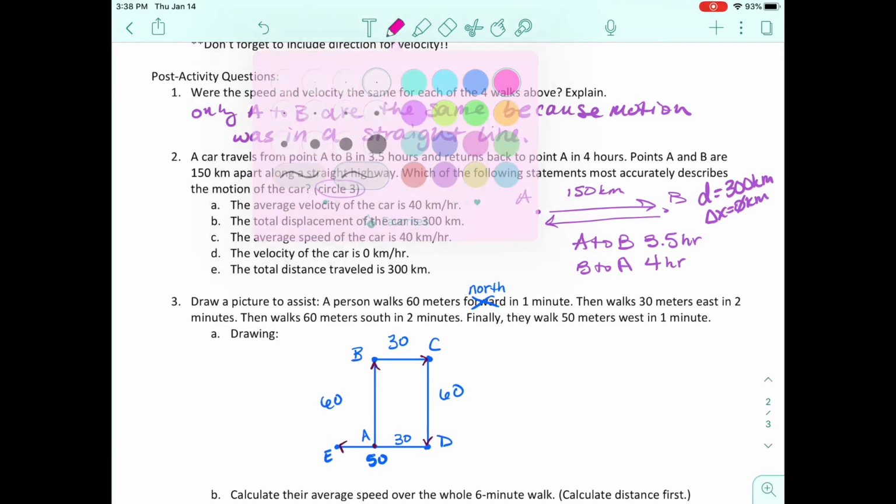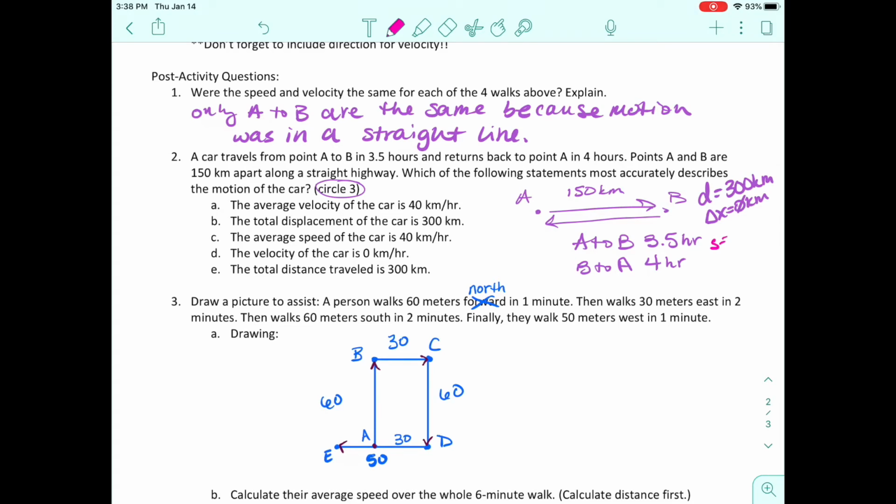So to figure out the speed, we need to do the distance, which was 300, over the time, which is 7.5 hours. And so the speed is going to be 40 kilometers per hour. Now, because the displacement was 0 kilometers, and to find velocity, we do displacement over time. If the displacement is 0, then our velocity is 0 as well.